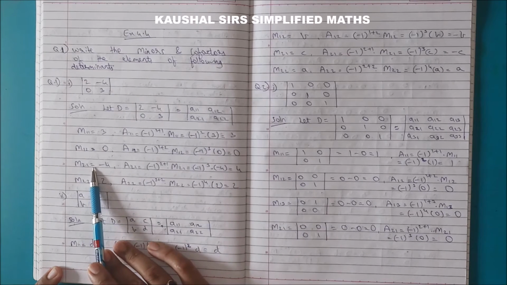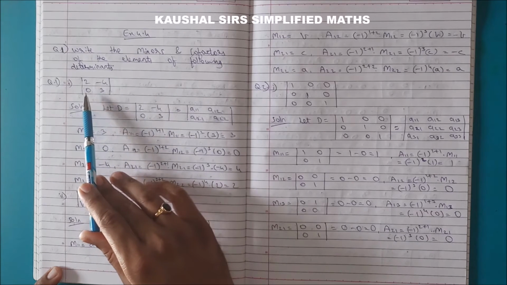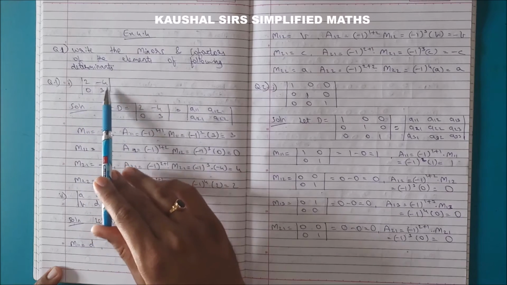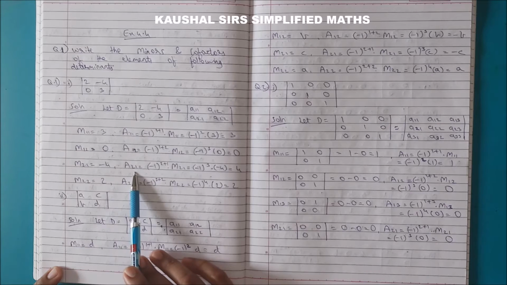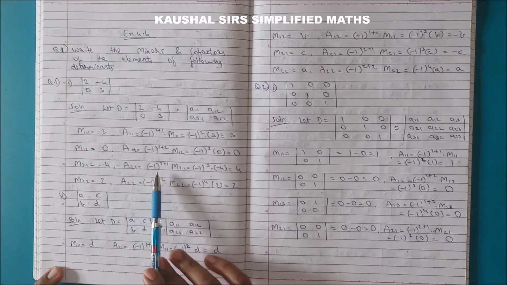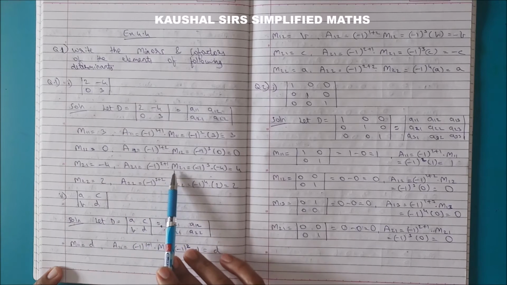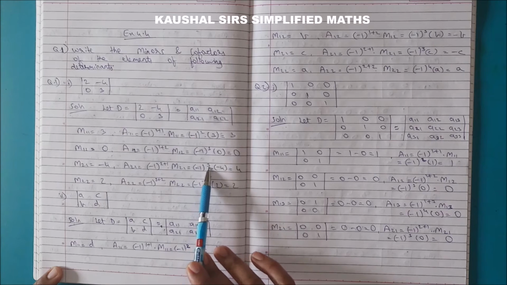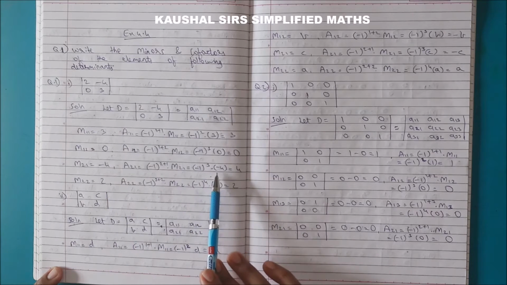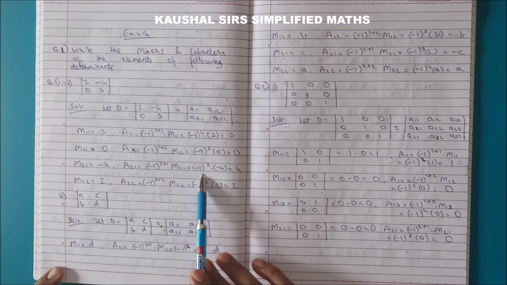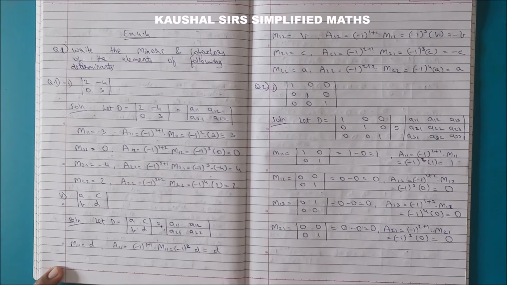Likewise M21, minor of this element क्या होगा, इसका diagonally opposite element क्या है, -4. Then go for the cofactor. A21 is -1 raised to 2 plus 1 into M21. So -1 raised to 3 मिलेगा और M21 हमको मिला है -4. So this is actually what, -1. -1 into -4 is +4.